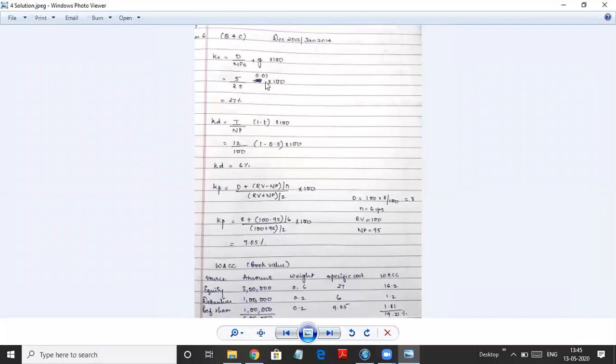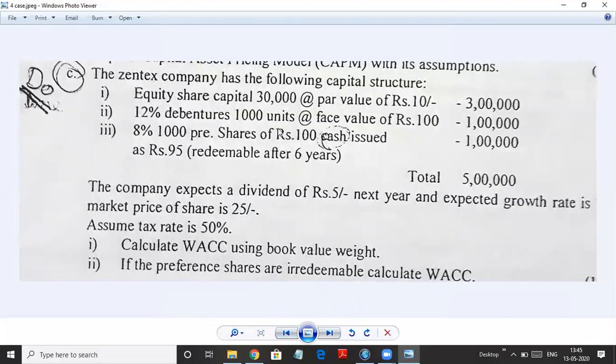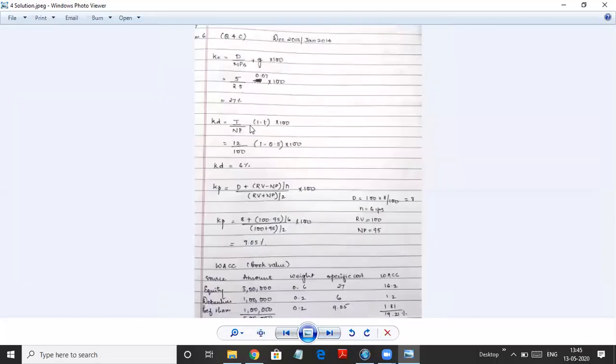So 5 divided by 25 plus 0.07 into 100, you get it as 27%. That's the cost of equity. Cost of debt, they have not told after how many years the debt is redeemable, so we assume it to be irredeemable. That means there is no years given. So if it is irredeemable, we take the simple formula I divided by NP into 1 minus tax rate into 100. So face value is 100 and the interest rate is 12%. So here, interest would be 12% of 100, which is 12, divided by net proceeds 100, because nothing is told about what price it is selling at. So we assume face value only equal to net proceeds, into 1 minus tax rate into 100. You get KD as 6%.